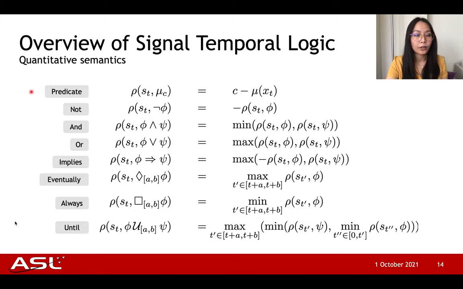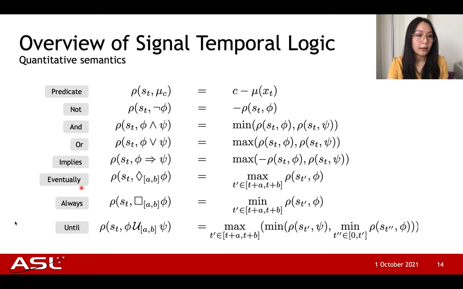So looking at the first line, we have the predicate. And the robustness value of a predicate is simply c minus mu of x evaluated at time t. Looking at the AND operation, the robustness value of a formula phi and psi is simply the minimum between the robustness value of phi and the robustness value of psi.